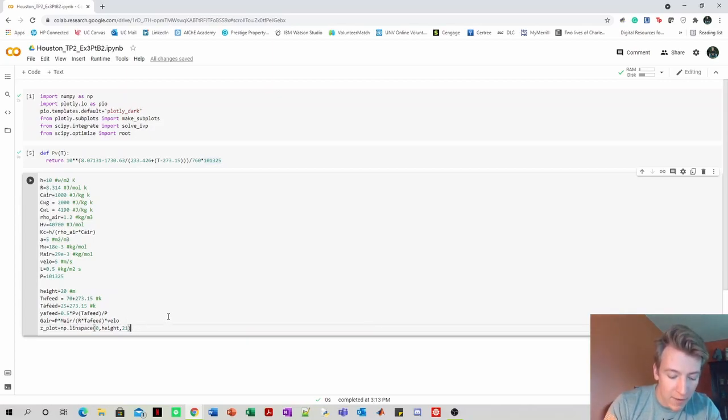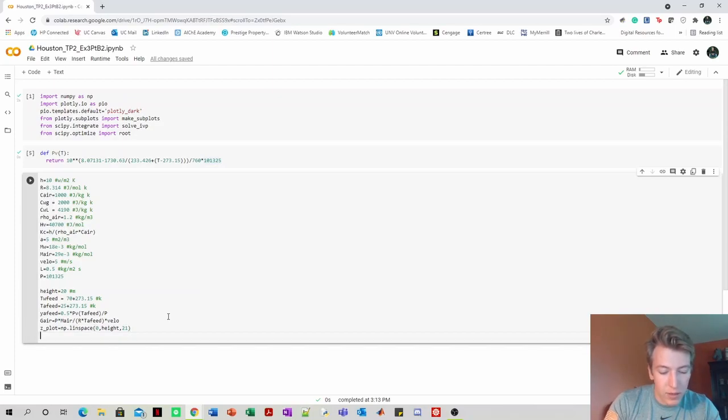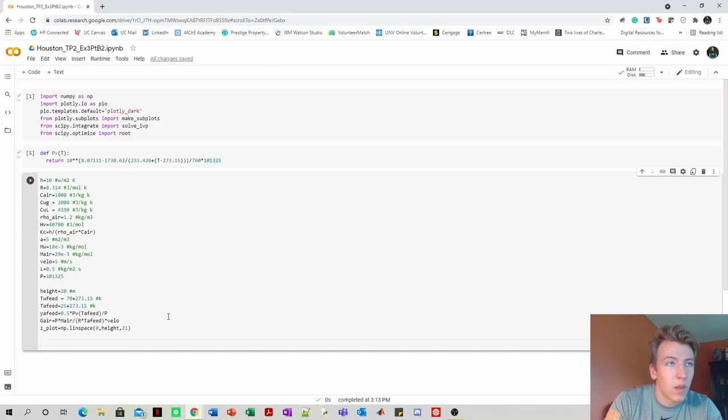So now that we have that, we can then go on and say we also want the initial guesses for our solve IVP that we will eventually be doing. So we want to do the mole fraction exit guess.